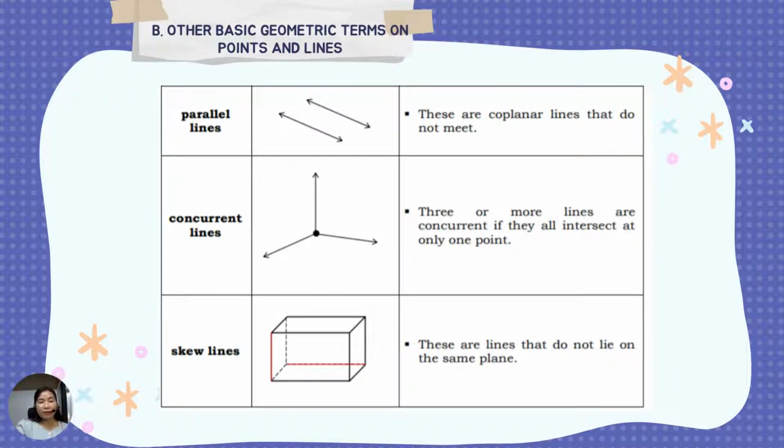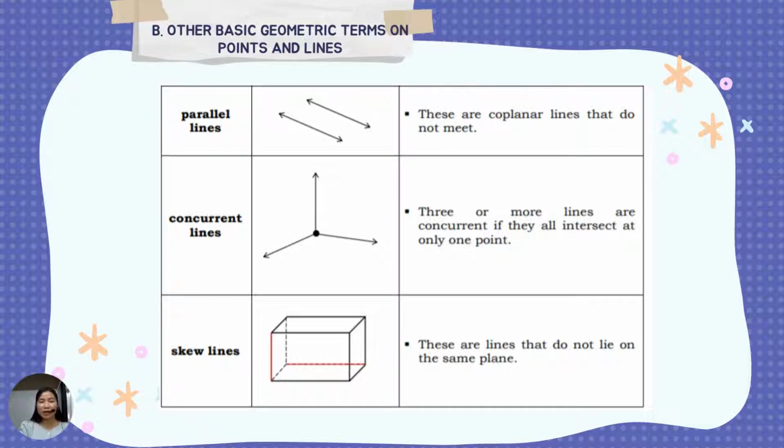Next, for lines, we have what we call parallel lines. Parallel lines are coplanar lines that do not meet. They go in the same direction, but they do not meet.